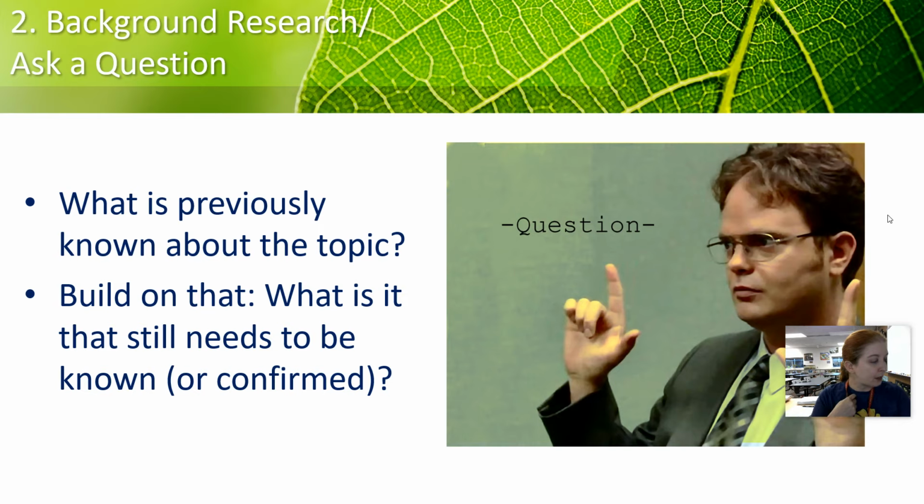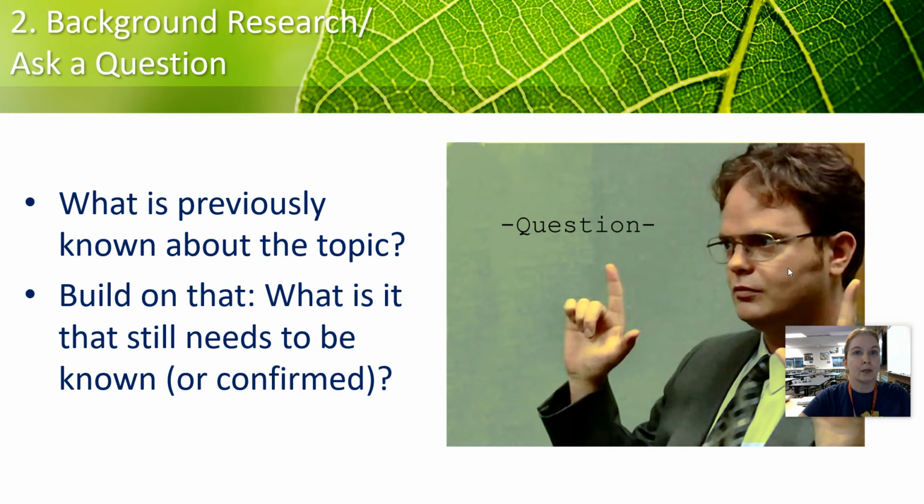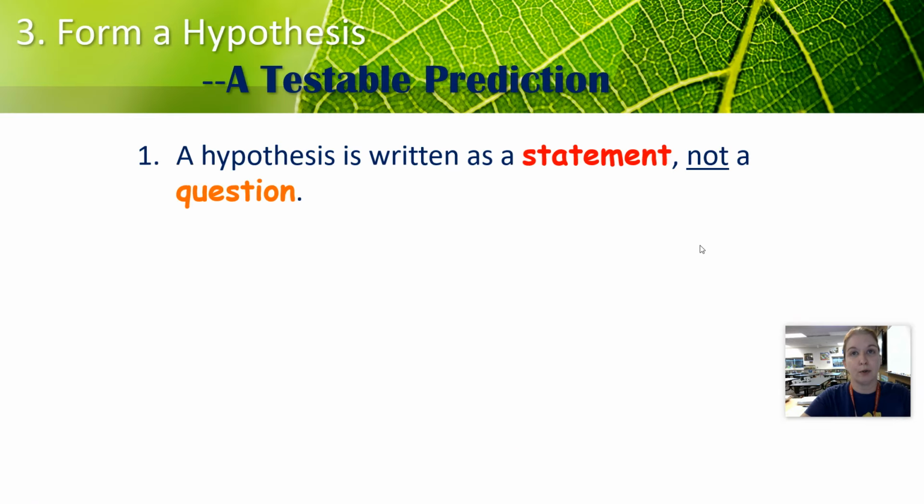So we have our background research. Background research, ask a question. So you make your observations, you figure out what is known about the topic, and you build on that. What do we still need to know? Okay, I know this. I want to know this. And that's where you're going to base your hypothesis on. So here is your testable prediction.